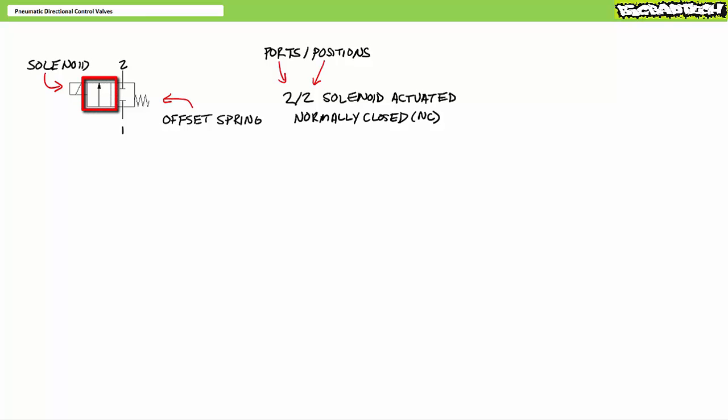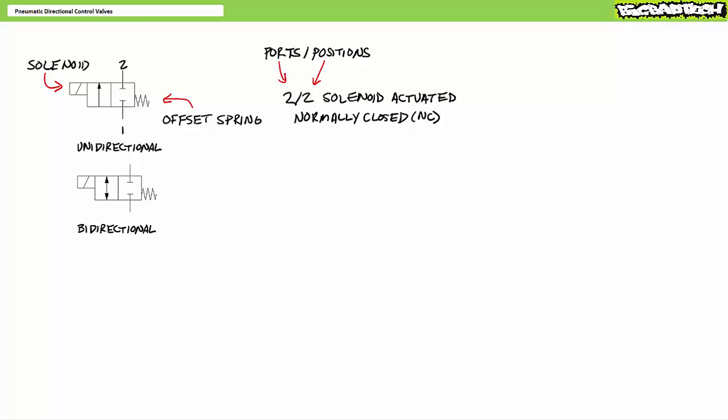In contrast, the position on the left will allow passage from port 1 to 2, as indicated by the arrow pointing from 1 to 2 in the position box. Single-headed arrows in a position box means flow is intended to be unidirectional, whereas double-headed arrows mean flow can be bidirectional. To move the valve into the activated left-hand position necessitates the valve be actuated by some outside source, as identified by the solenoid operator on the left-hand side.